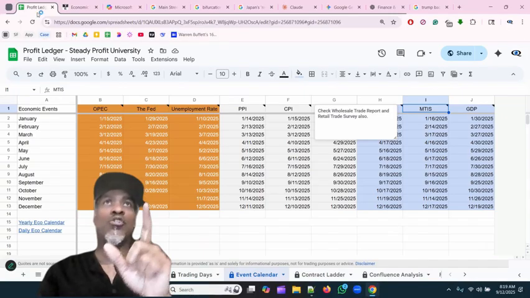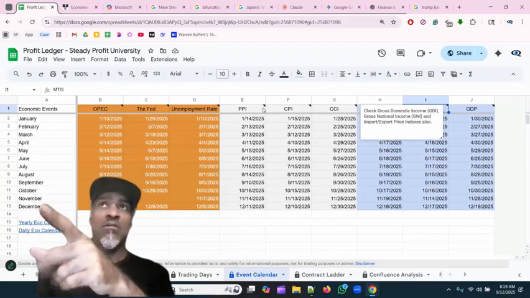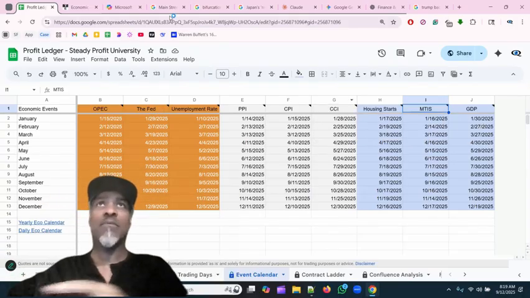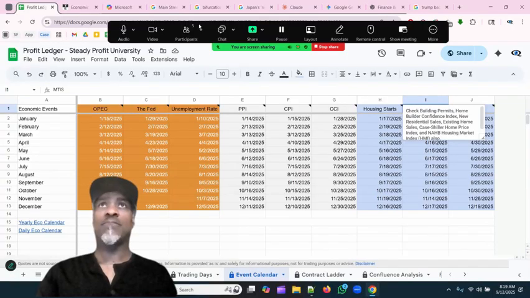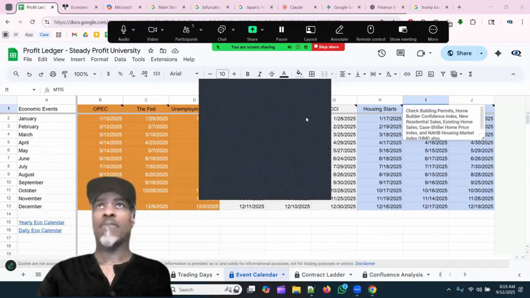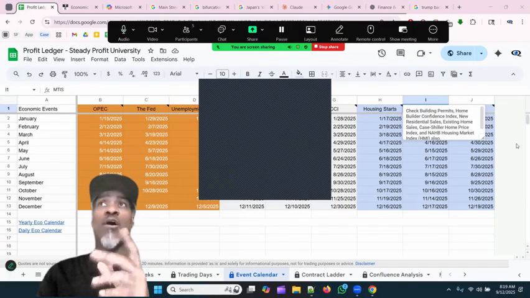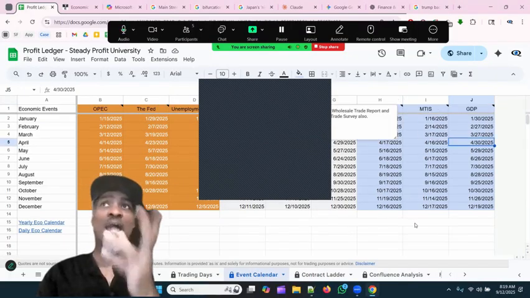I usually try to only trade the main ones, which is why I created these 9. Give me a second. I try to only trade the original 9.